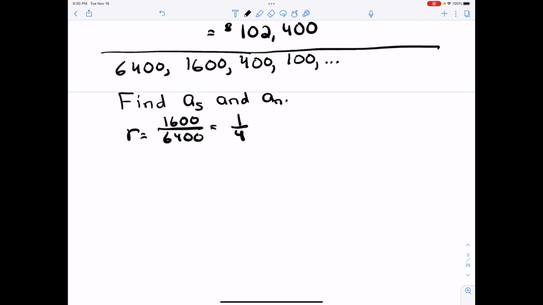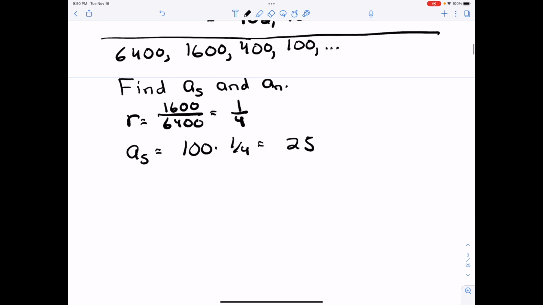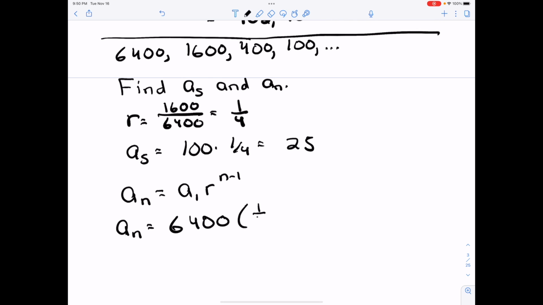So to get a sub 5, one way to do that would just be to take 100 times 1/4, and you get 25. And then to get a sub n, use your formula: A sub 1 times r to the n minus 1. So a sub n would be 6400, that's the first term in this sequence. And then our ratio is 1/4. And then that's raised to the n minus 1.